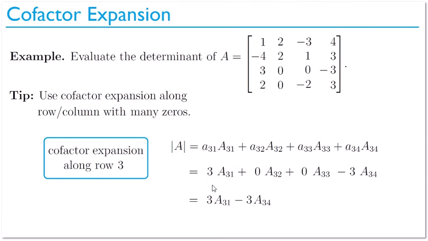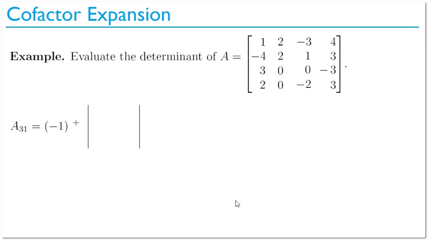Now we compute A31 and A34 separately. Let us solve first for A31, the 3-1 cofactor of A. The 3-1 cofactor is equal to -1 raised to the sum of 3 and 1, times the determinant of M31. That is the submatrix of A obtained by deleting the third row and the first column. So we have 2, -3, 4, 2, 1, 3, and 0, -2, 3.